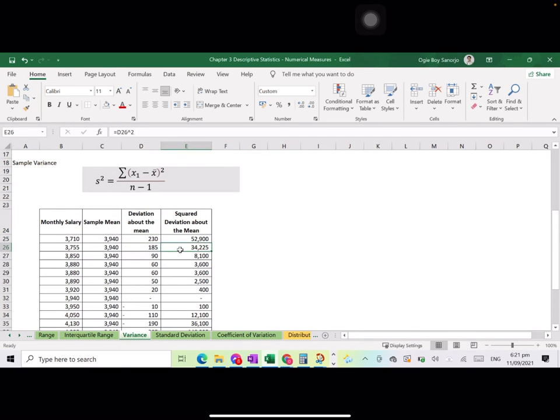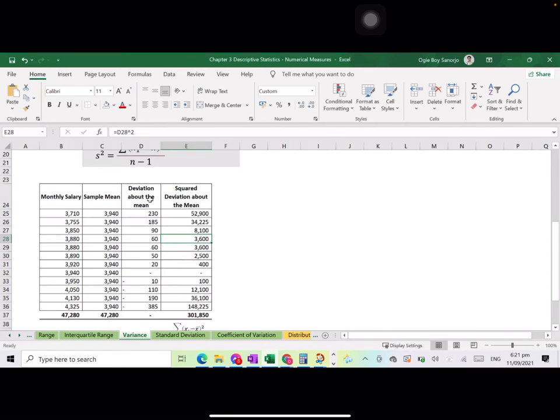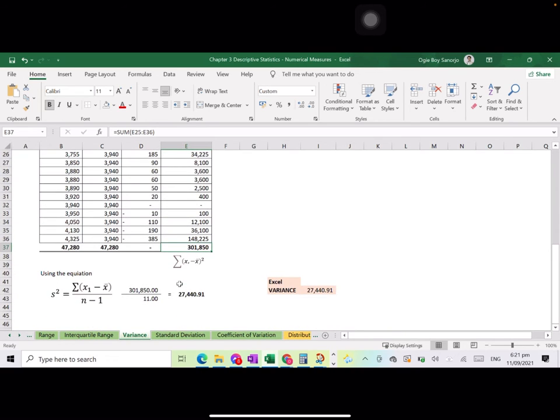For 34,225, that is a product of 185 and 185, so on and so forth. No? So, as you can see here, the total deviations about the mean is always zero. No? But the total of the squared deviations about the mean is 301,850. No.